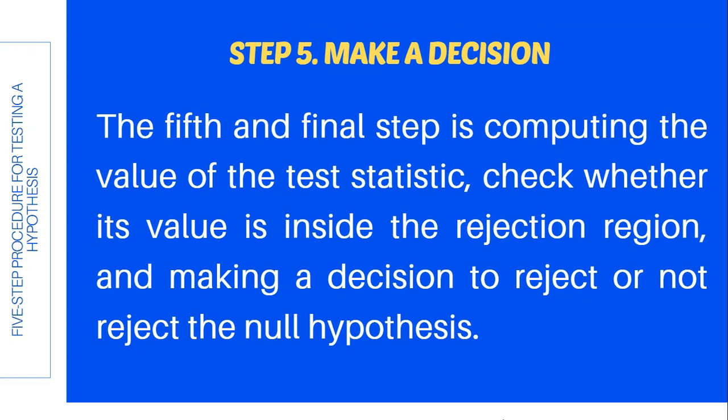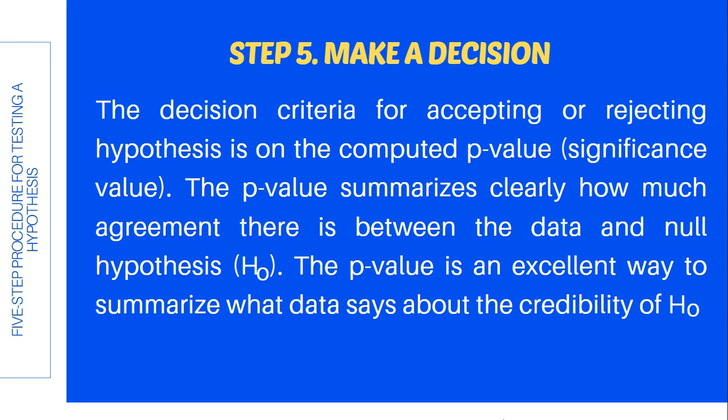The fifth and final step is computing the value of the test statistic, checking whether its value is inside the rejection region, and making a decision to reject or not reject the null hypothesis. In addition, the decision criterion for accepting or rejecting the hypothesis is based on the computed p-value or the significance value. The p-value summarizes clearly how much agreement there is between the data and the null hypothesis. The p-value is an excellent way to summarize what the data says about the credibility of the null hypothesis.